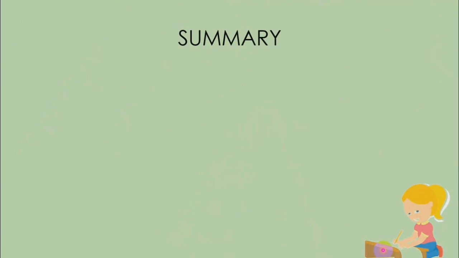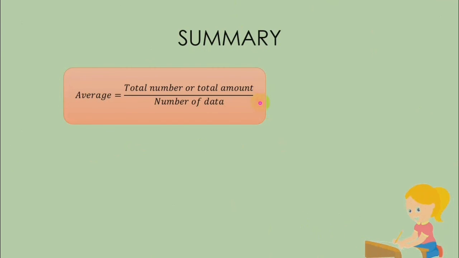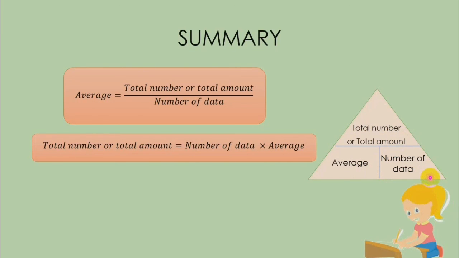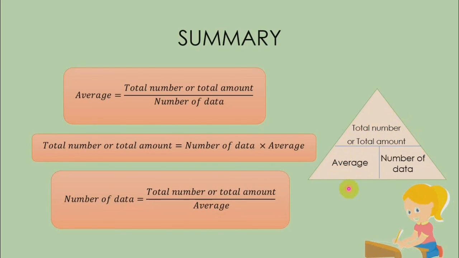Well, this is the summary of today's lesson. Do you remember the formula of average? Fantastic! To find average, we divide the total amount by the number of data. What should we do to find the total number or the total amount? We should multiply the average by the number of data. How about the number of data? How can we find the number of data if the average and the total number of the data are given? We can find the number of data by dividing the total number or the total amount by the average. Is it easy to understand?